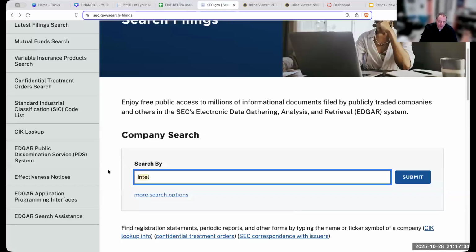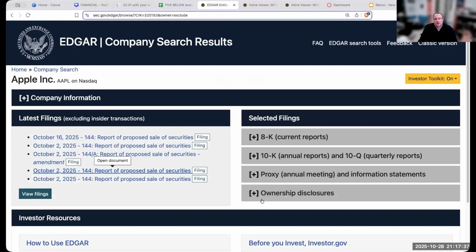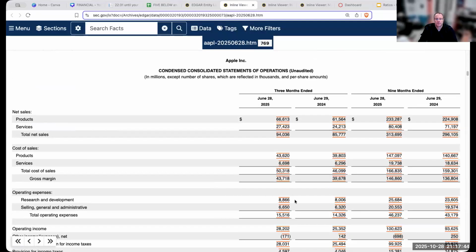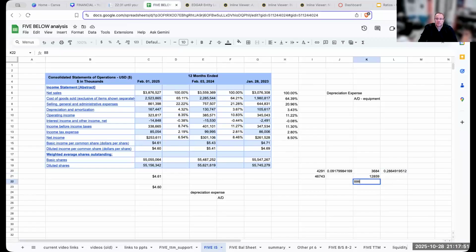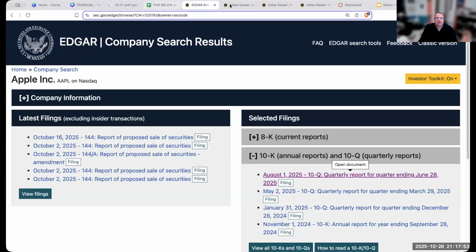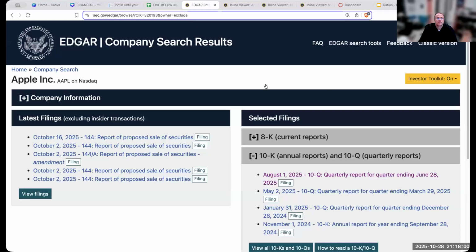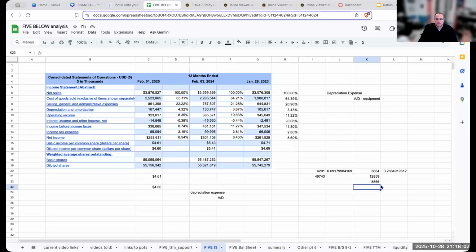If I looked at a company like Apple, we should hopefully also be seeing some R&D, and we certainly do. Apple's R&D is 8,866, and their total quarterly sales were 66,613,000,000. So Apple's is about 13%.